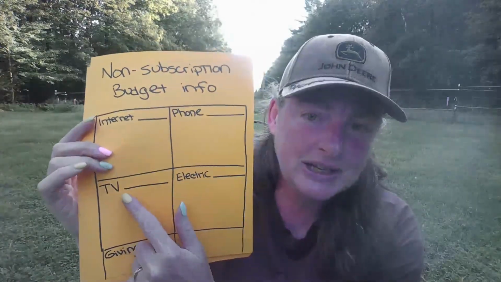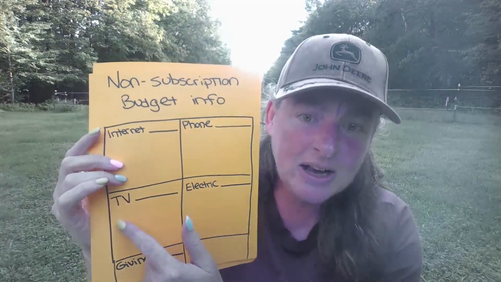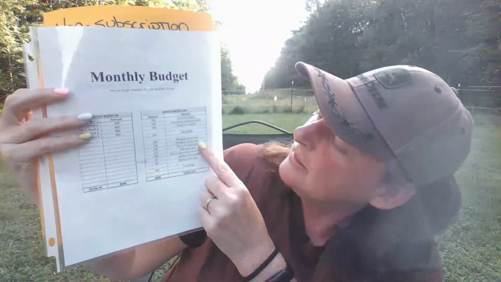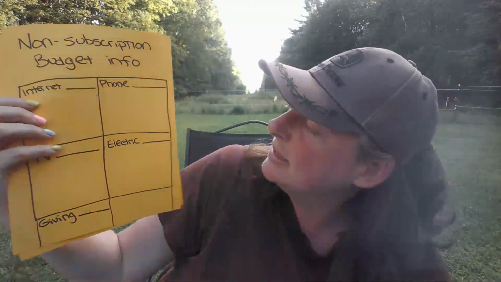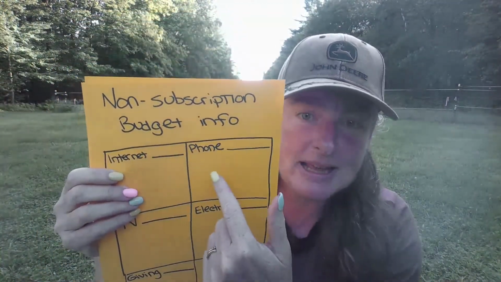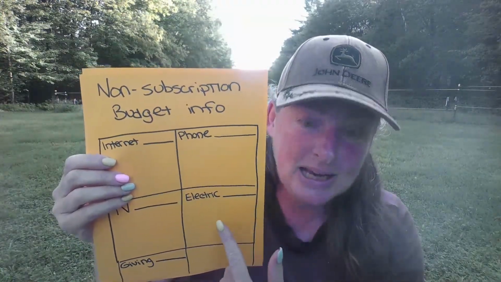Okay, so for the television, we now have YouTube TV. So I would write YouTube TV there, and I would write our information. Okay. Then we have Central Maine Power, the electric. So under electric, and this is again not a subscription, these are just monthly things. Internet, phone, electric, I would write CMP and write the information.